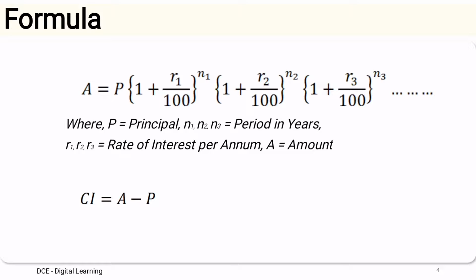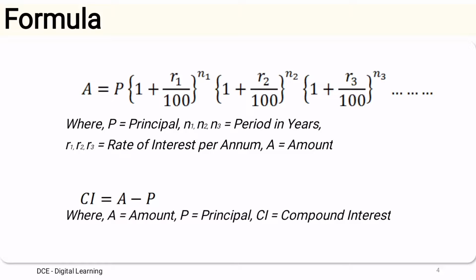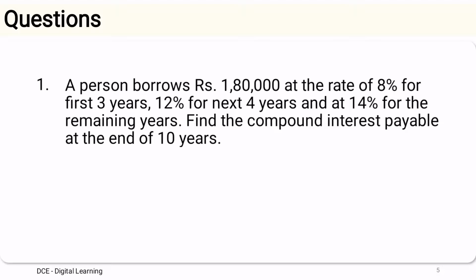If there are three rates of interest, then you have to take R1, R2, R3 and corresponding periods as N1, N2, N3. If in the problem they have given 4 rates of interest, you have to take 4 rates of interest, R1, R2, R3, R4, and corresponding periods N1, N2, N3 and N4. So here P represents principal, N represents period in years, R represents rates of interest, and A represents amount. Compound interest equals A minus P. A represents amount and P represents principal. So let us discuss this concept with an example.